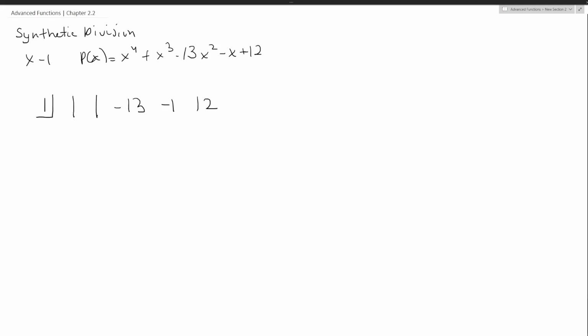Now what we do is, this is our answer line, we carry down the first coefficient. Now we multiply our factor by the carried over answer, which is 1 times 1 is 1. Write it right underneath the second coefficient, and then we add these two. So 1 plus 1 is equal to 2.